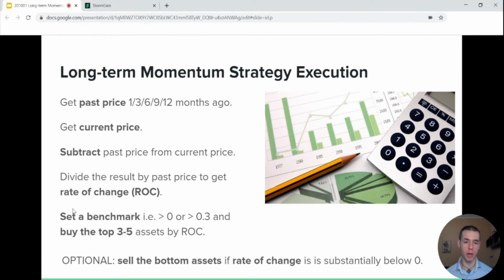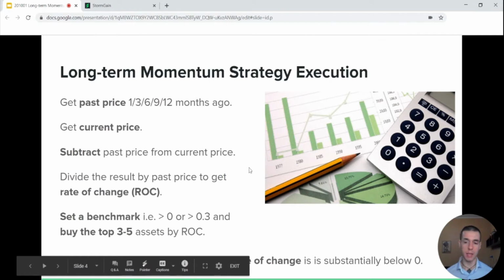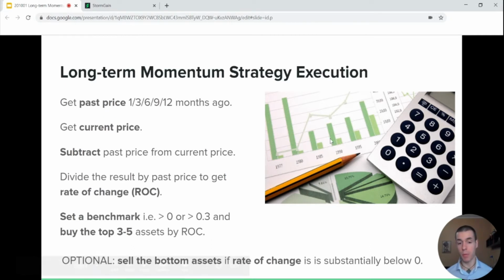Then you set the benchmark. It definitely needs to be over 0 to indicate positive momentum, and ideally over 0.3 or 0.25 depending on how risk averse you are and how conservative you want to be with your estimate. Then you buy the top 3 to 5 assets based on their rate of change. Optionally, you can also choose to sell the bottom assets if their rate of change is substantially below 0. And that way you can create a combination of a long and short position portfolio.